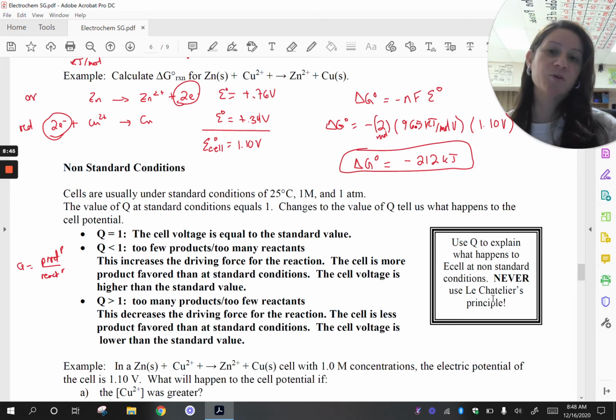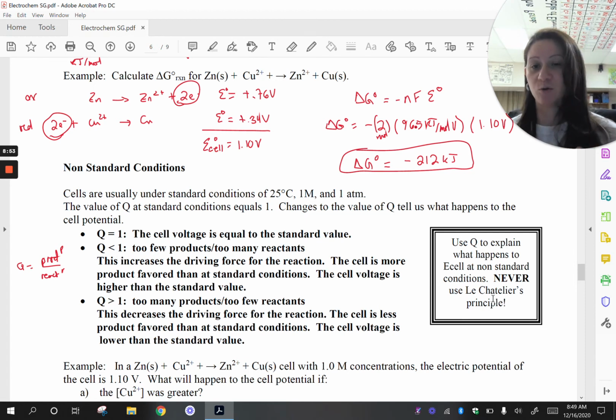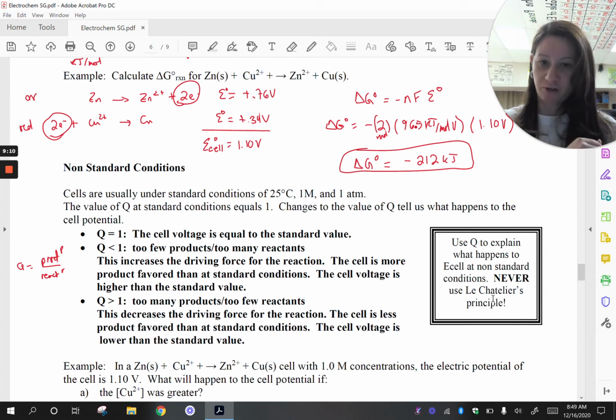With electrochemical cells, they can never proceed towards the reactants. They will always proceed towards the product. Otherwise, it's not an electrochemical cell. Otherwise, it's not spontaneous. Electrochemical cells have to be spontaneous. Once you reach equilibrium, your battery is dead. So it's always going to be product favored. The question is, is it more product favored or is it less product favored? But it's always going to be product favored if it's an electrochemical cell.